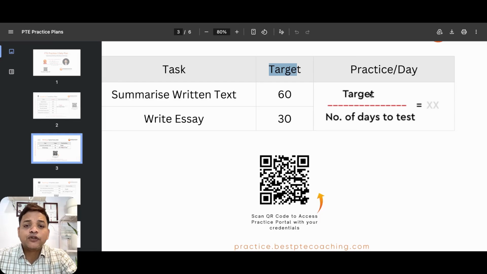One more example. If you have 30 days, so 60 is the target, number of days available is 30. So daily you have to practice 2. Majority of the test takers only practice 3 or 4 questions before going to the examination. Just 3 or 4. Majority. I'm not talking about everybody. This is something we found out in our research on our practice portal and by interviewing the examination taking students. So you should not belong to that majority category. You should be the top 5%, 10%.